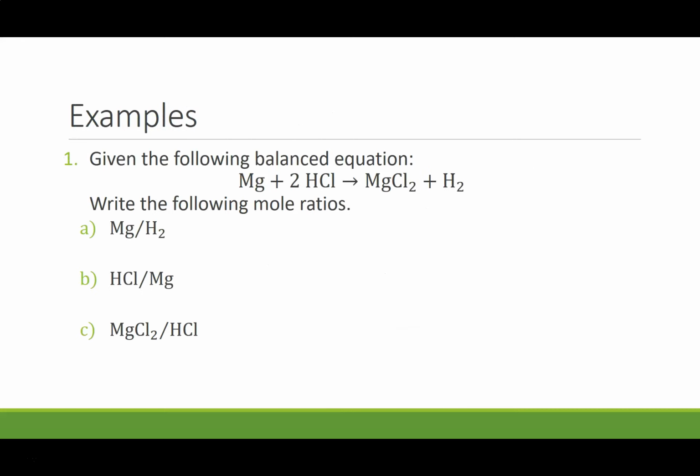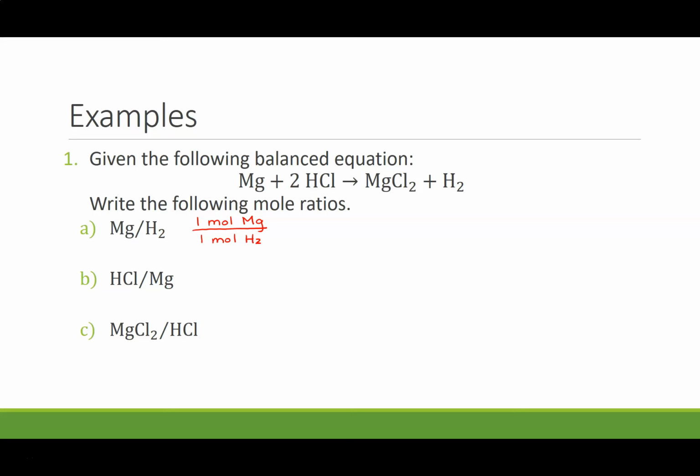Let's do an example. Given the following balanced equation, Mg plus 2HCl yields MgCl2 plus H2, write the following mole ratios. A, Mg over H2. So what we would look at is the coefficient in the equation. The coefficient for Mg is 1, so it will be 1 mole Mg. And the coefficient for H2 is 1, so we will put that over 1 mole H2.